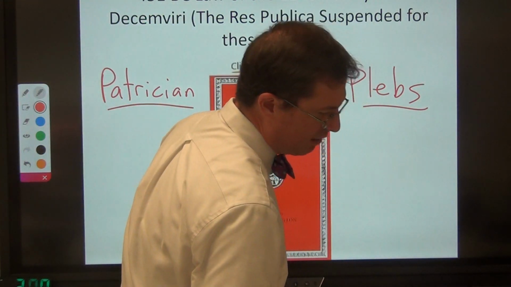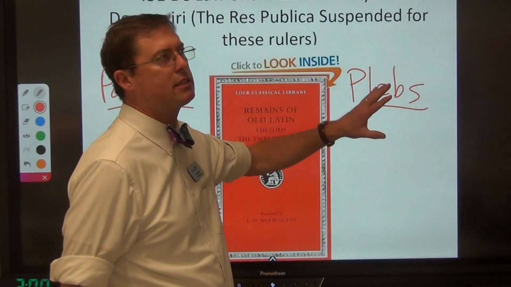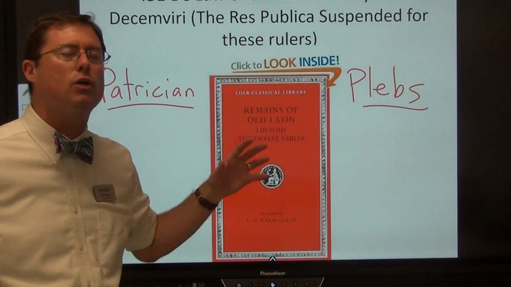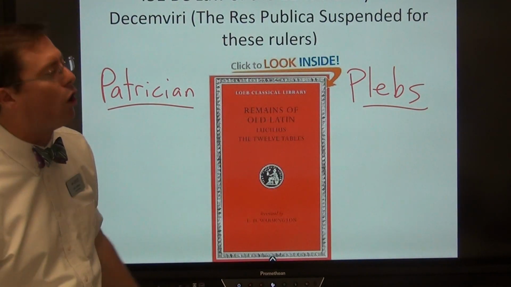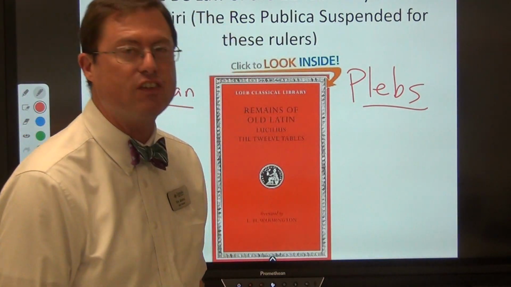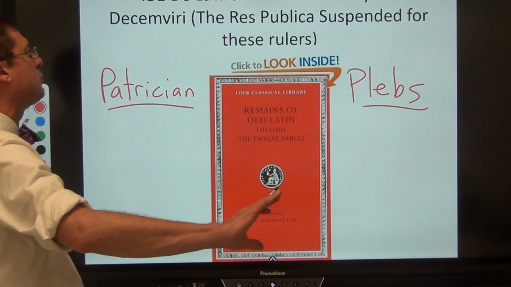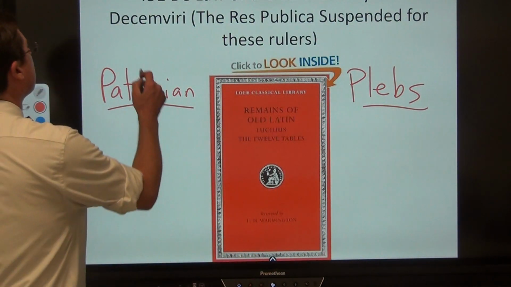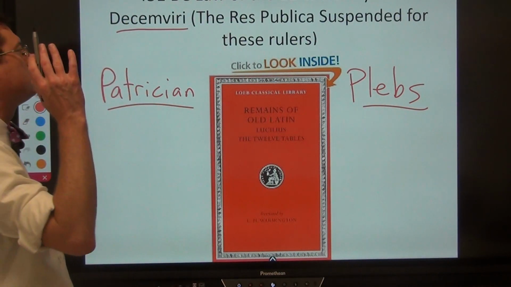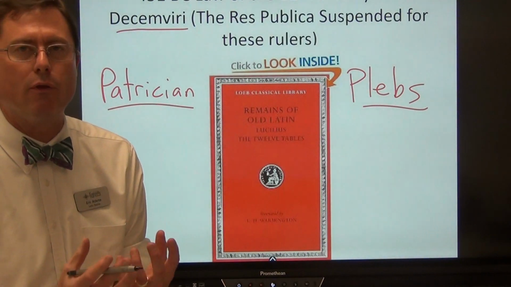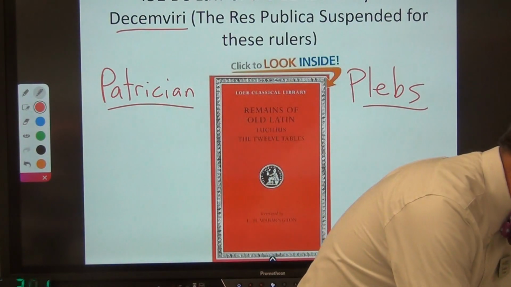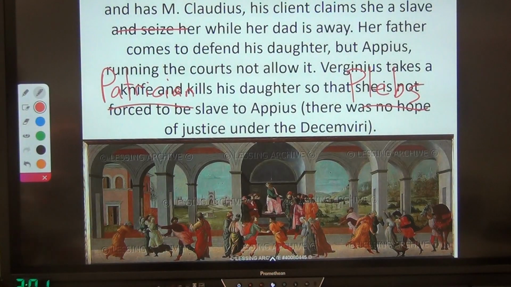Well, one of the ways in which the plebs are being mistreated is that Roman law is not written down. And so whenever they are accused of something, or whenever the courts convene, the judges can just make it up as they go along, always to the detriment of the plebs. And so, in this year of 451, the Romans decide we're going to suspend the res publica, and we're going to elect the decemviri, the 10 men, and they themselves are going to have full rule, and they are going to make Roman law written down. They are going to canonize Roman law, and this Roman law is going to be known as the Law of the 12 Tables.